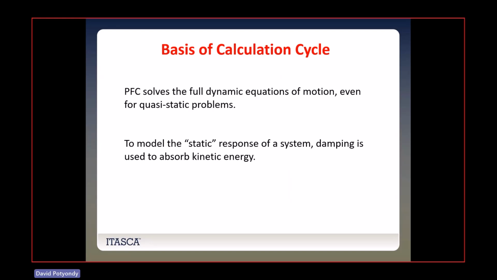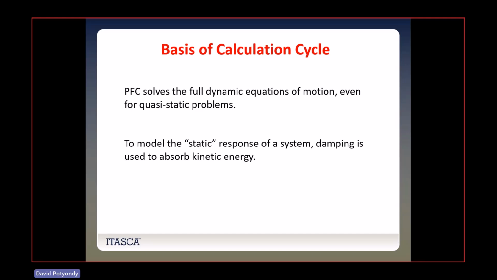Here we go. What's the physics of the computation? Okay, so F equals ma is full dynamic. That's the dynamic equation of motion, right? We're not just saying F equals 0. If we were saying F equals 0, then we would only have static problems, but we have dynamic. Because we have dynamic, we have to remove kinetic energy. So then we use damping, take out the kinetic energy.